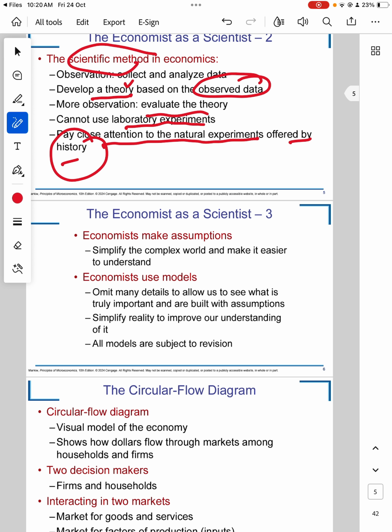Okay, then we move forward to take a look at the assumptions. Economists also make assumptions. They simplify the complex world to make it easy to understand. Economists also use models, which leave out many details to allow us to see what is truly important, and are built with assumptions. All models are subject to revision. Why subject to revision? Because from time to time our economies will evolve, and we cannot forecast what will happen in the future. So that's why we have to complement our theory with current and contemporary issues.